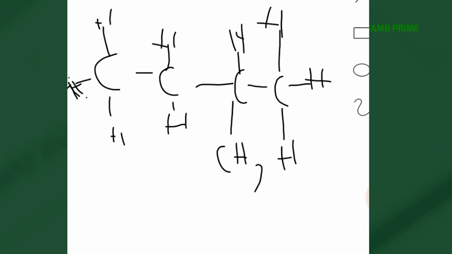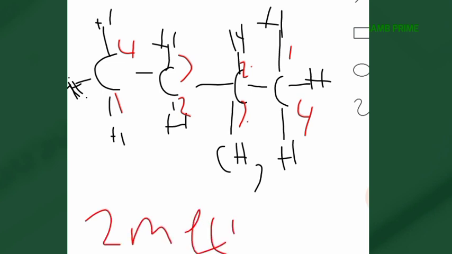So from this one now, you have to count. Okay, you count it from the right, you have 1 2 3 4. Count it from the left, you have 1 2 3 4. So between 2 and 3, which one is the lowest? So 2 is actually the lowest, so you pick 2. CH3 is what we call methyl, so 2 methyl.